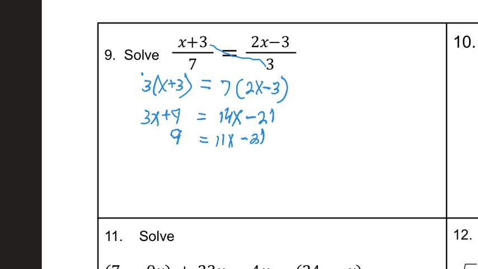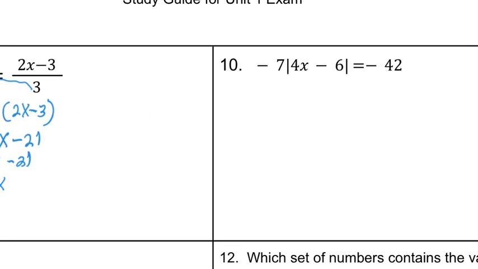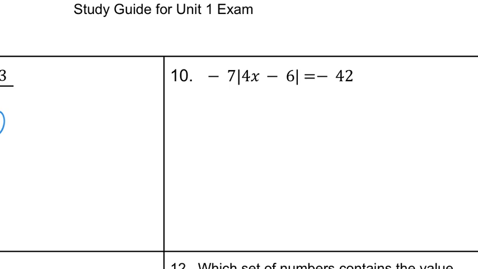Right, we got rid of the 3x from both sides. So 9 plus 21 is 30, and I've got my 11x. X equals, divide by 11, 30 over 11. Some fraction. This one, divide by the negative 7. You get 6.